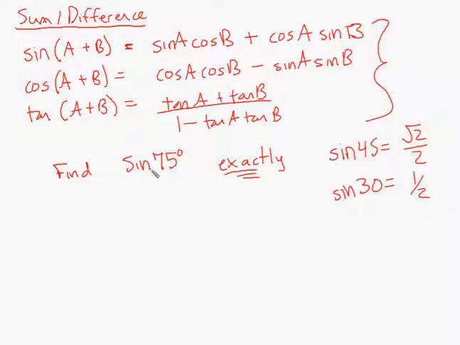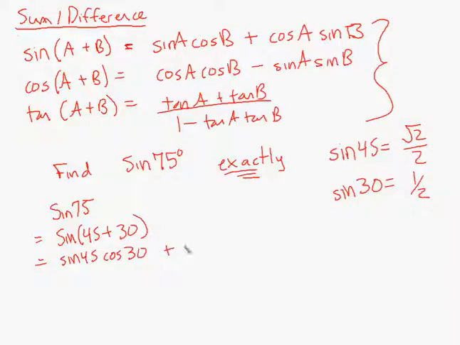Okay? So if I want to find the sine of 75 exactly, I'm going to say sine of 75 equals the sine of 45 plus 30. See, that's a sum. And then from there, I'm going to use this sum formula: the sine of 45 times the cosine of 30, plus the cosine of 45, the sine of 30. The 75 is 45 plus 30. This is thinking where you have to split up the angle somehow.